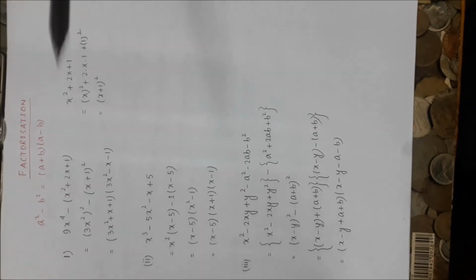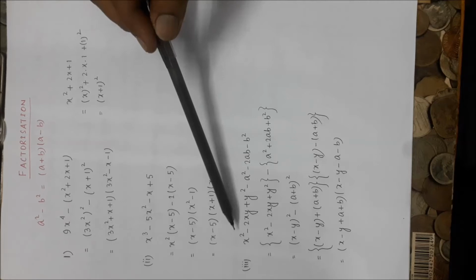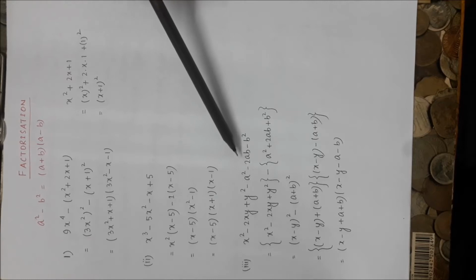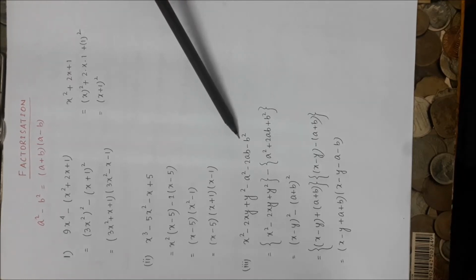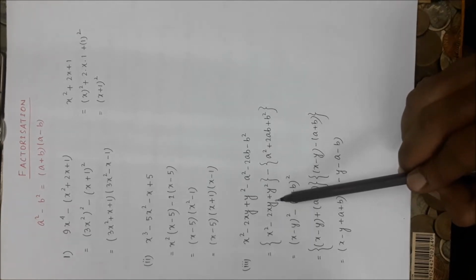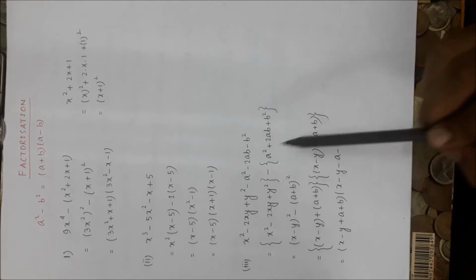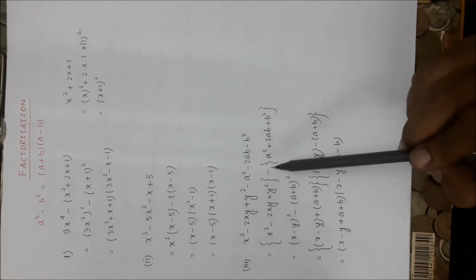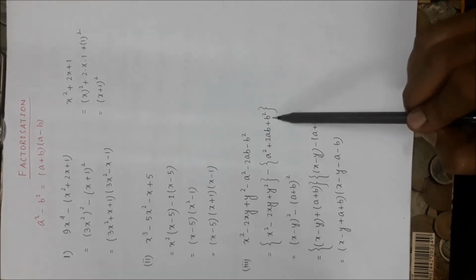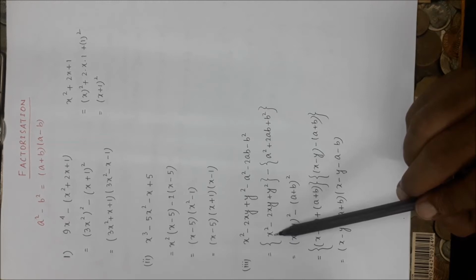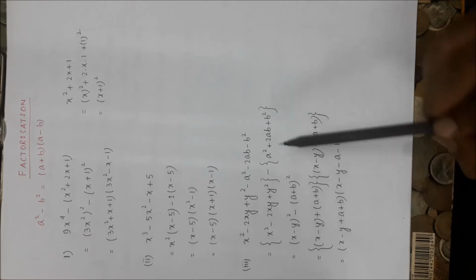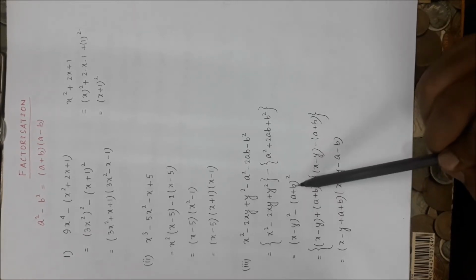Let's solve the next problem. x square minus 2xy plus y square minus a square minus 2ab minus b square. So we keep the first three terms together and the last three terms together, and from the last three terms we are taking minus common. So we'll get a square plus 2ab plus b square. So now if we apply the formula, this will be the formula of square of x minus y, and this is the formula of square of a plus b.